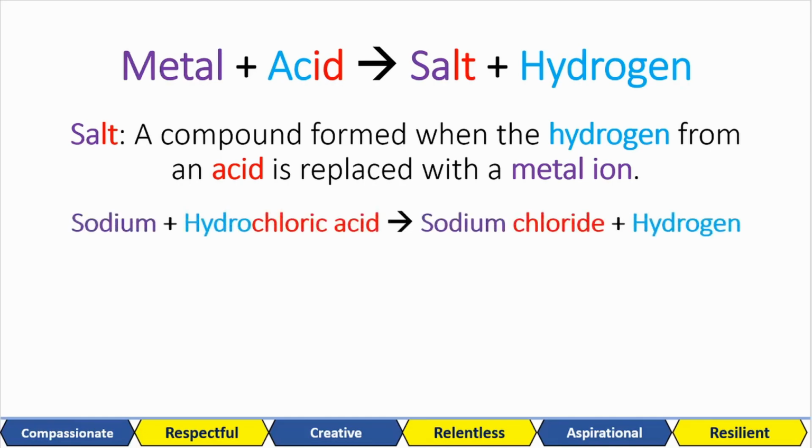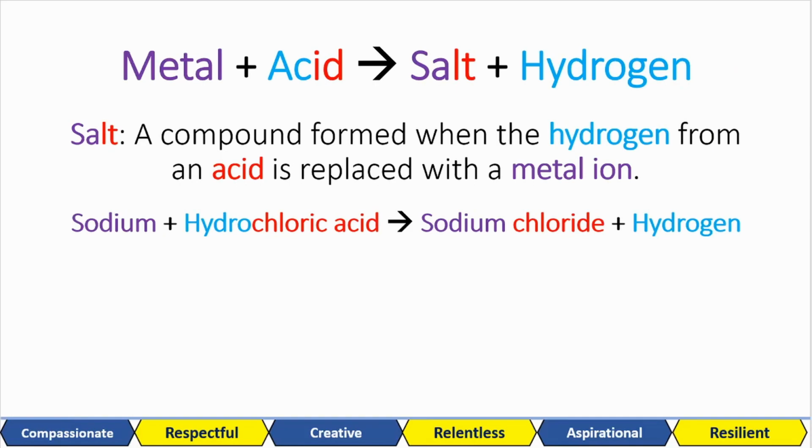Look at this example. The metal is sodium and the acid is hydrochloric acid. This makes the salt sodium chloride and hydrogen. You may remember from this video that this is an example of a displacement reaction.